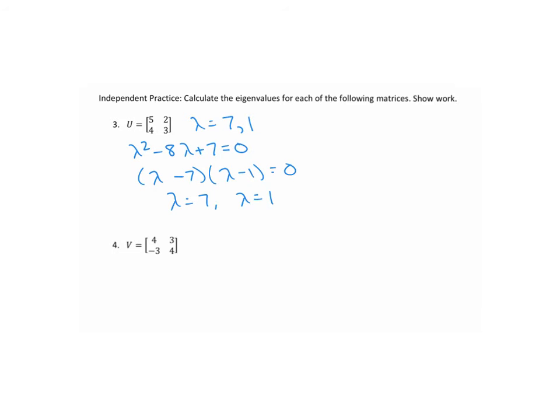But for number 4, I did get imaginary eigenvalues, and again, I had to use the quadratic formula to get them. My answers are 4 plus or minus 3i. So again, if you got that, you can skip ahead in the video.